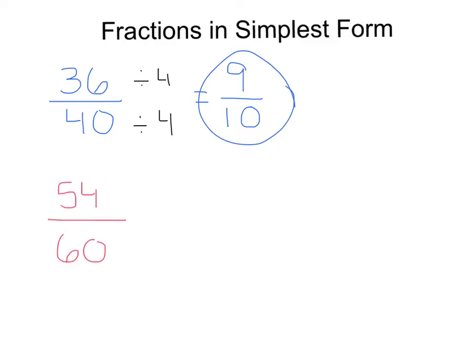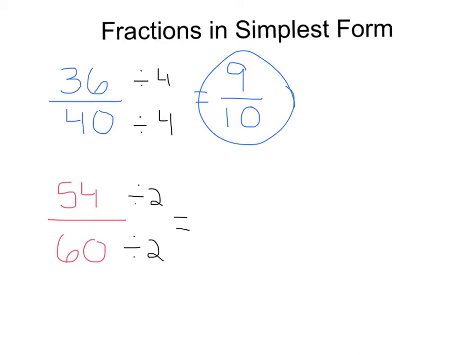My second example is 54 over 60. Now, we need to figure out what number we can divide both of them by. Sometimes you might not get the biggest number possible on your first try, and that's okay. What I like to do sometimes is, if I realize that they're both even numbers, why not just divide them both by 2 and see where that gets you. Cut them both in half.